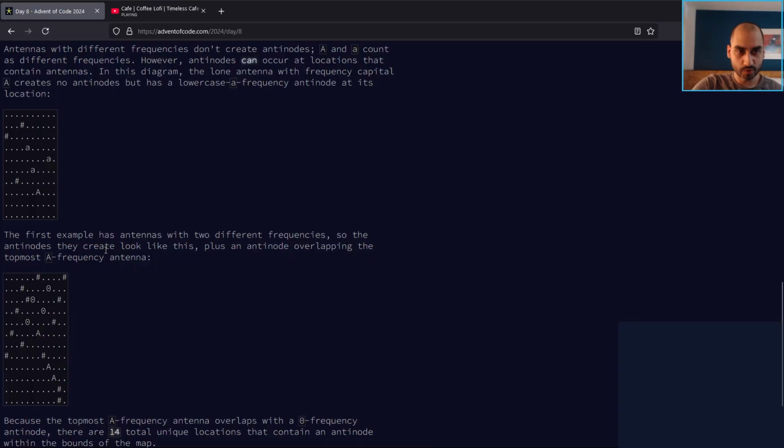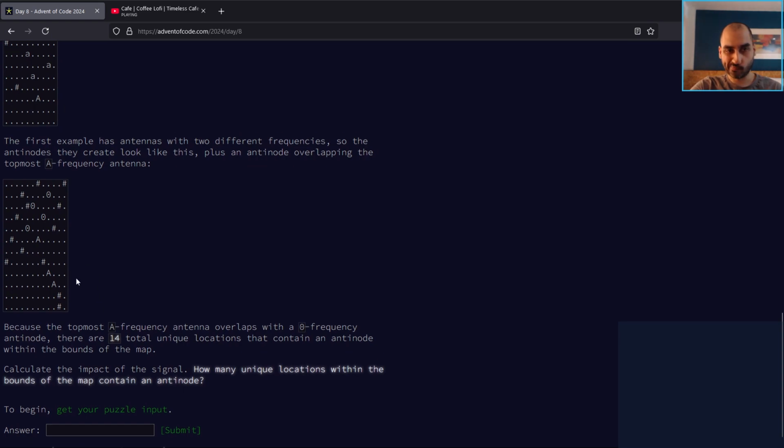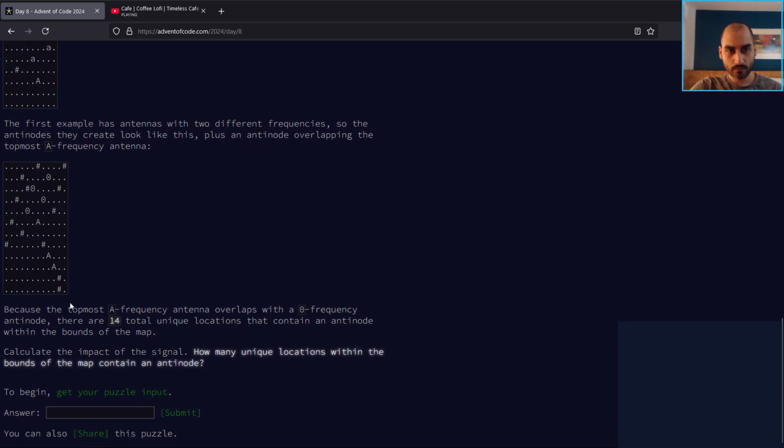Fine. We'll just assume they meant nodes outside only. Because the topmost A frequency antenna overlaps with a 0 frequency antinode, there are 14 total unique locations that contain an antinode within the bounds of the map. Calculate the impact of the signal. How many unique locations within the bounds of the map contain an antinode?